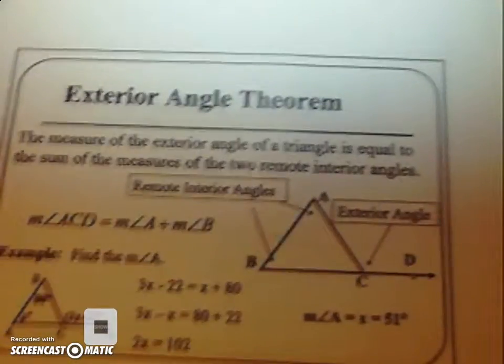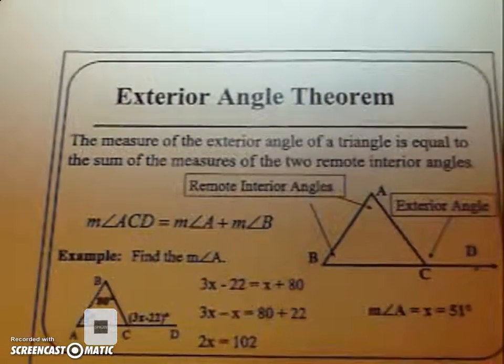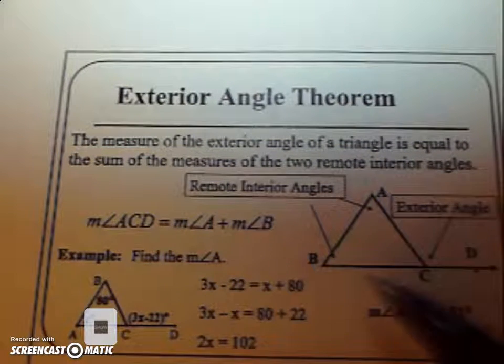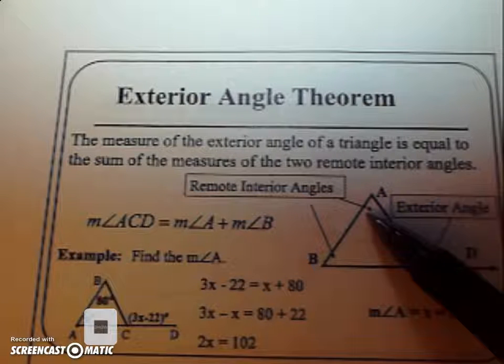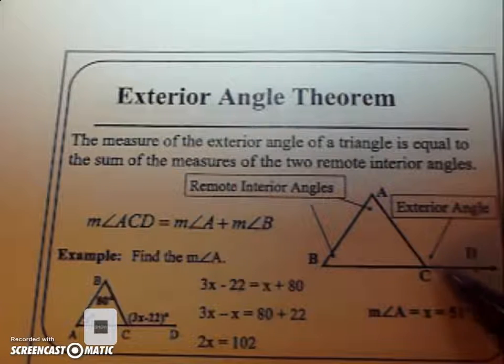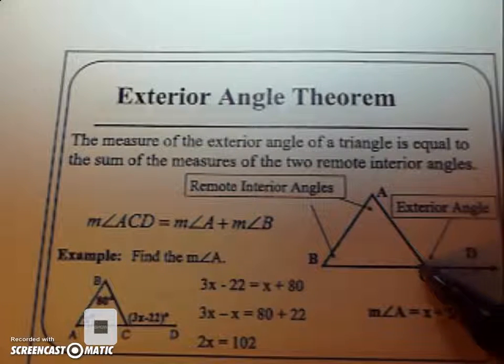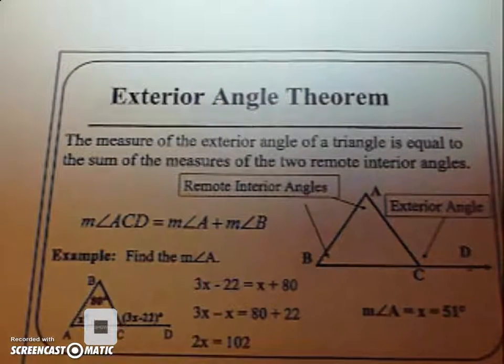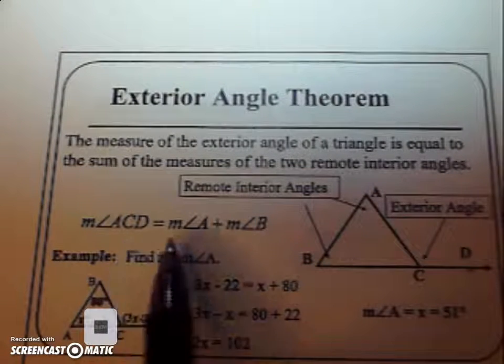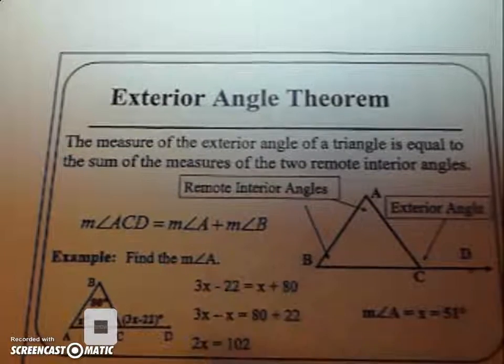Okay. This next one talks about exterior angles. It says the measure of the exterior angle of a triangle is equal to the sum of the measures of the two remote interior angles. And that's labeled here on the figure for you in case you're not familiar with what that means. So remote interior angles are the two interior angles that are not adjacent, the non-adjacent interior angles. So for instance, in this one, the measure of angle ACD is equal to the measure of angle A plus the measure of angle B.